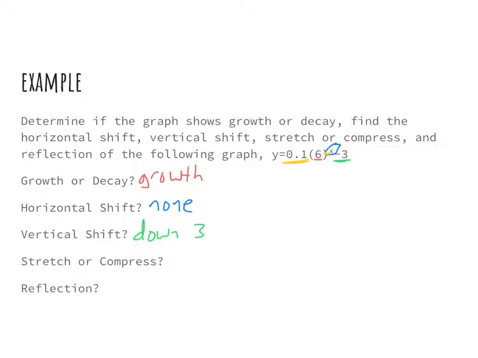Okay, 0.1 is between 0 and 1. That means it's a vertical shrink. Okay, and it's by a factor of 0.1. So we would write vertical shrink 0.1. And finally, for our reflection, we look, is our base negative, is our variable negative? They're both positive, so we will not have a reflection.